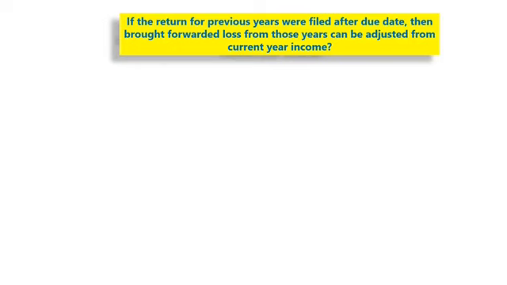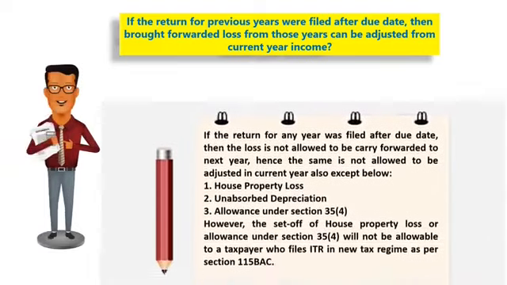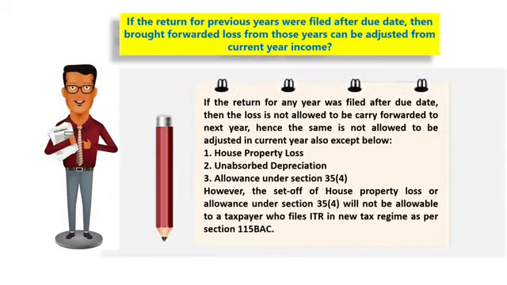It is also very important to file your income tax return within the due date to claim the benefit of the brought forward losses. If the return for any year was filed after the due date, then the loss is not allowed to be carried forward to the next year. Hence, the same is not allowed to be adjusted in the current year also, except the loss from house property, unabsorbed depreciation and allowance under Section 35(4). However, please note that the set-off of house property loss or allowance under Section 35(4) will not be allowable to a taxpayer who is paying the tax in the new tax regime.